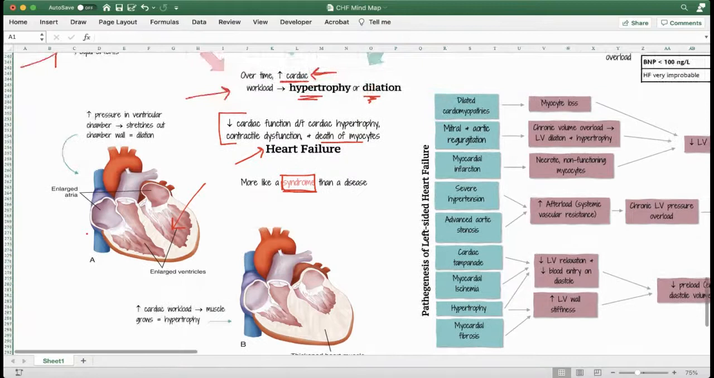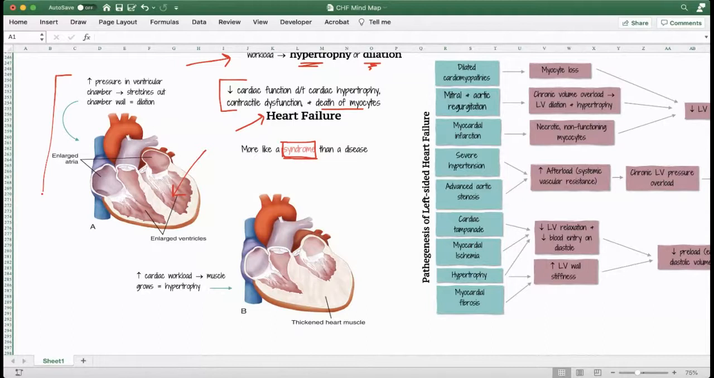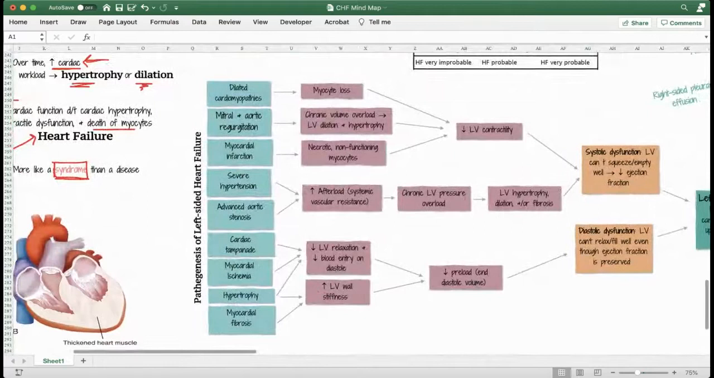I think these pictures down here are just showing you a view of what I just talked about. So you have an increase in the pressure in the ventricular chambers. It's going to stretch out that ventricle, and you're going to have dilation. And then the opposite is true here. We've talked about that a lot. I just wanted to put pictures in for you.